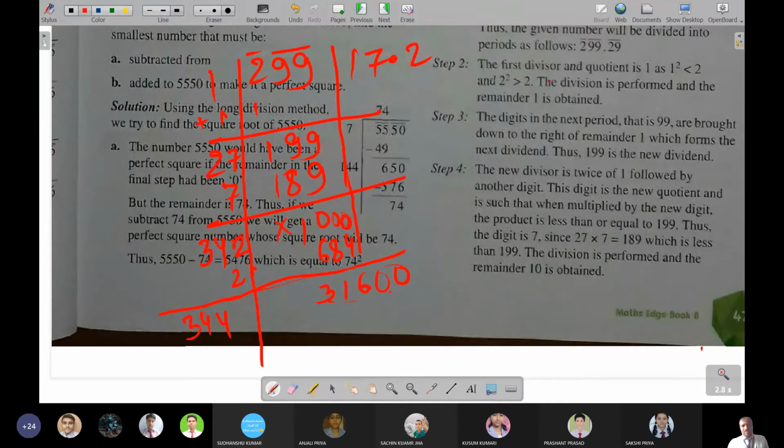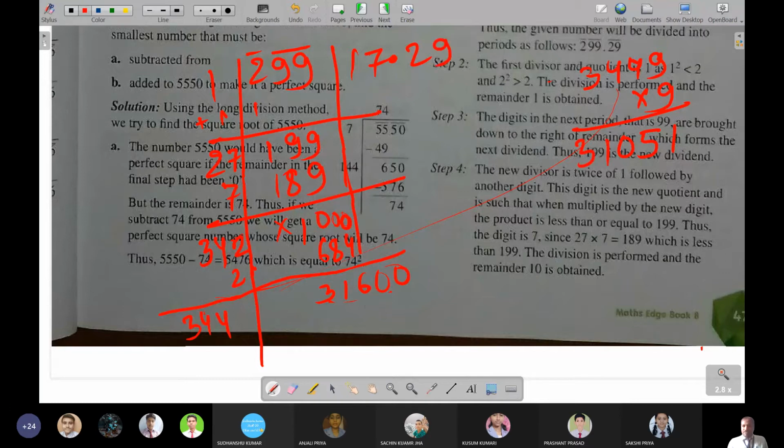That means 3,000. 3 4s are 12, 3 5s are 15, 3 6s are 18, 3 7s are 21, 3 8s are 24, 3 9s are 27. Let's check by keeping 9. 3449 into 9, how much does it come? 9 9s are 81, carry 8, 9 4s are 36 and 8, it will become 45, carry 4. Okay, 9 4s are 36 and 4, 40, carry 4, 9 3s are 27 and 4, 31. So of course with 9 it is going.